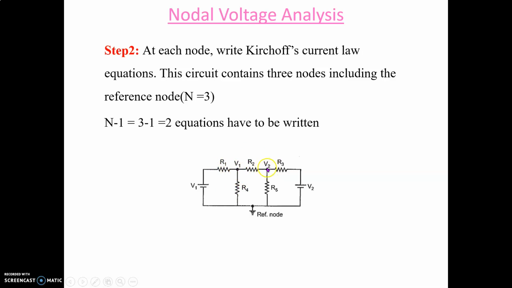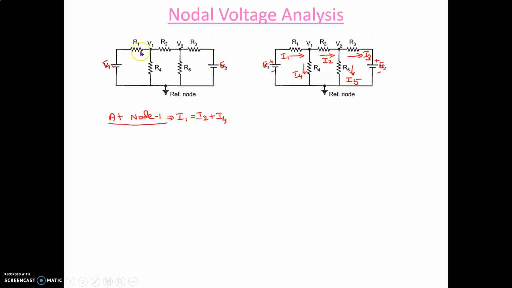Similarly, this is another node named V2, this is V1, and this is my reference node, V3. The reference node is named V3, and the V3 potential is considered as 0 volt. For this circuit, I am going to mark the current directions. Randomly, I have taken the current directions like this. The current through this branch is I1, this is I2, I3, I4, I5. So we have marked all the current directions.